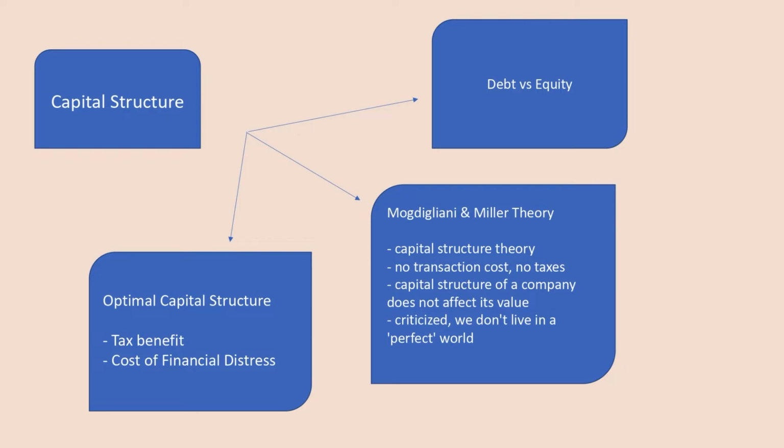Modigliani and Miller theory is included in capital structure theory: no transaction costs, no taxes. The capital structure of a company does not affect its value. Criticism: we don't live in a perfect world.